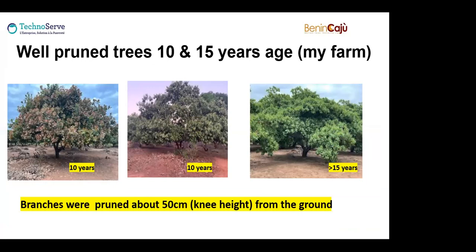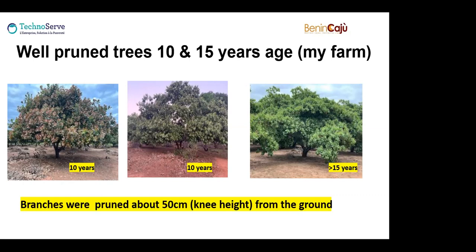I'm also sharing with you well-pruned trees at the age of 10 and the age above 25. As can be seen, they are all from my farm. We did a formative pruning, and every year we do very, very light pruning, and we only prune the branches that are touching the ground. So the tree remains with its canopy, and we only prune to allow nut collection or cleaning of the farm, as can be seen.